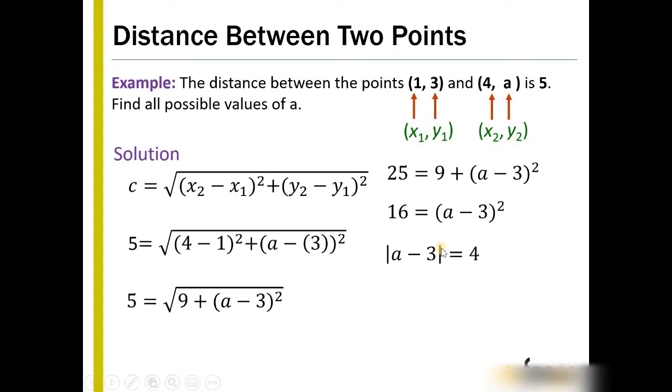So a minus 3, the absolute value of this, must be 4. Or in other words, a minus 3 is 4, or a minus 3 is -4. Solving this gives a is 7, or a is -1. So these are the two possible values for a.